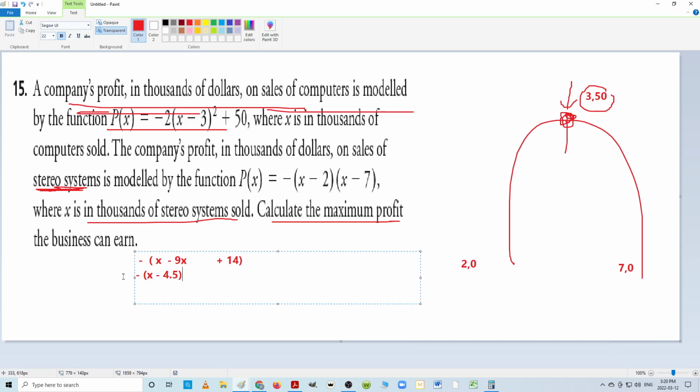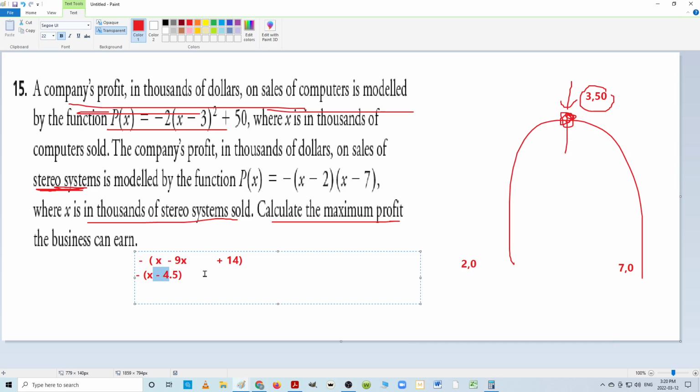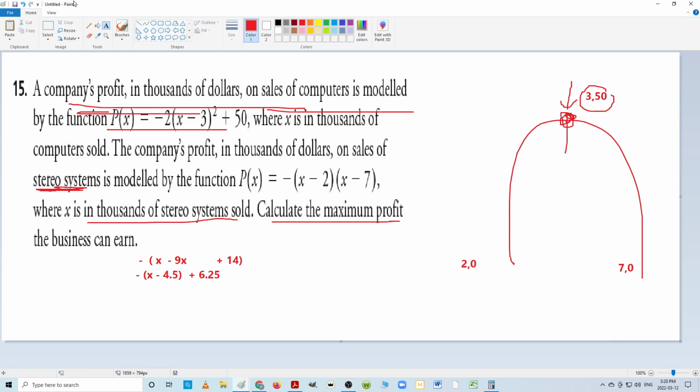Well, I'll just add there. 7 plus 2, 9, to 4.5. Yeah, I got the right thing. 4.5, and if I put 4.5 in for that, I get 2.5, and if I put 4.5 in for that, yes, I do get 2.5. Okay, so it's 2.5 times negative 2.5 times negative 1. So this would be the plus 6.25. So he's making 50,000, and he's making 6,250.